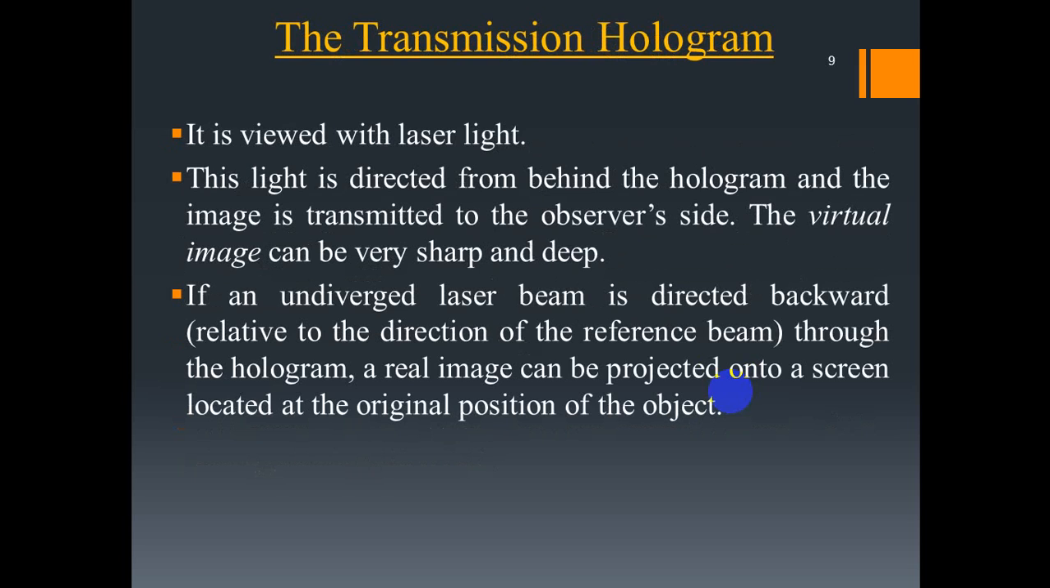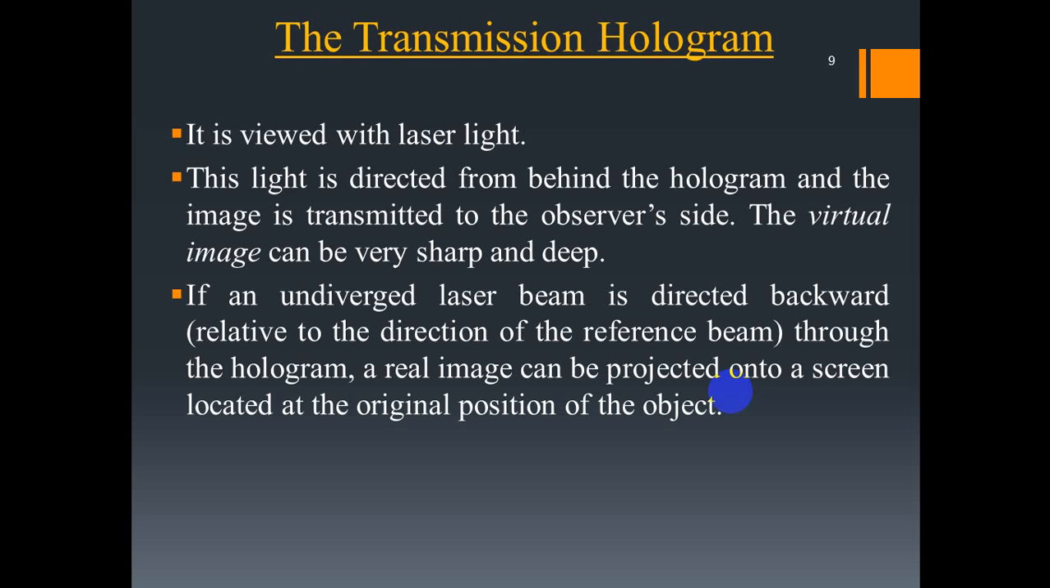The transmission hologram is viewed with laser light, usually of the same type used to make the recording. This light is directed from behind the hologram and the image is transmitted to the observer's side. The virtual image can be very sharp and deep. For example, through a small hologram, a full-size room with people in it can be seen as if the hologram were a window. If this hologram is broken into small pieces, one can still see the entire scene through each piece. Depending upon the location of the piece, a different perspective is observed.